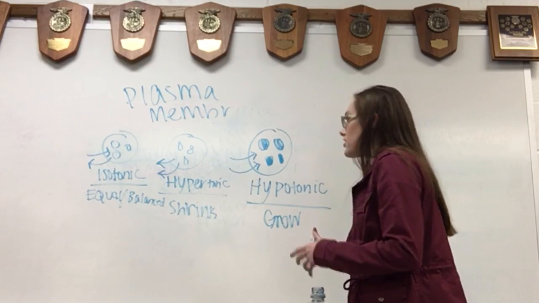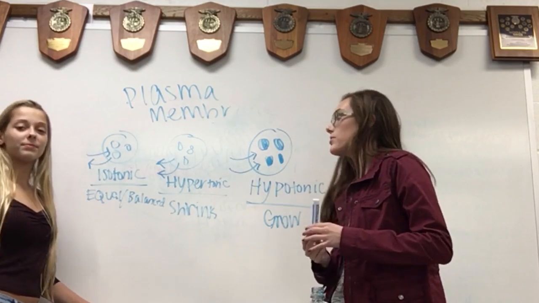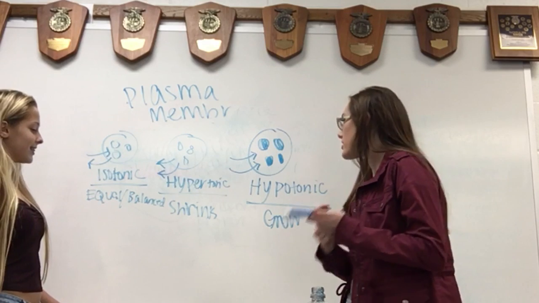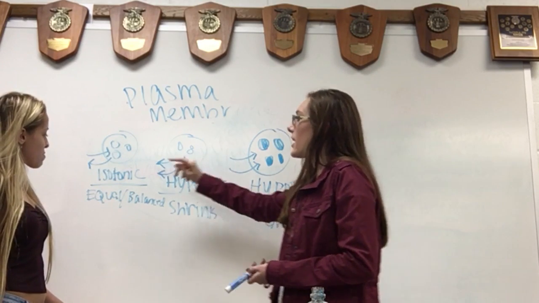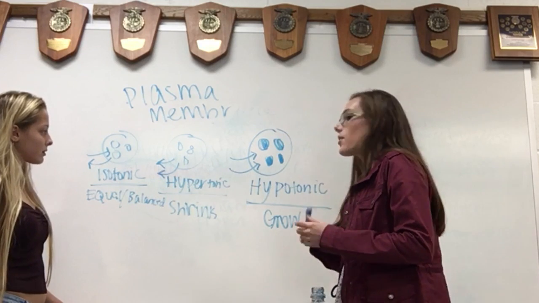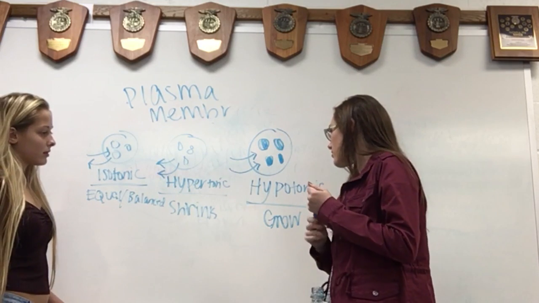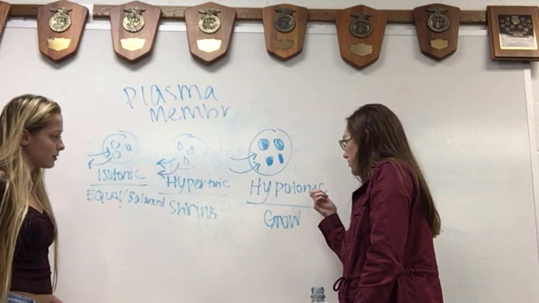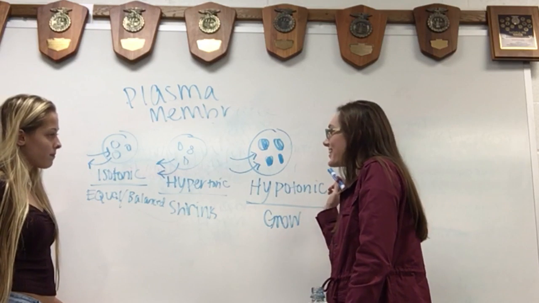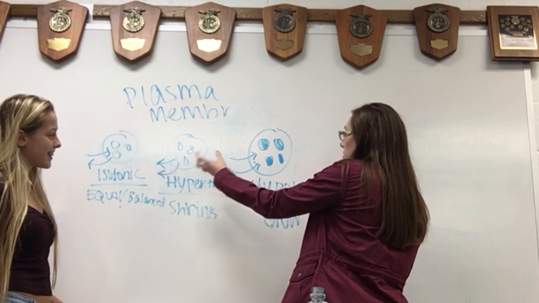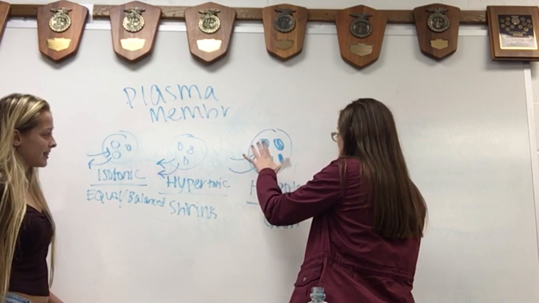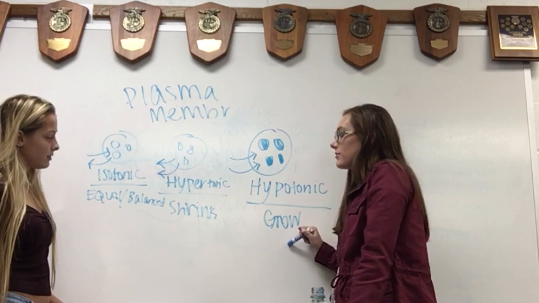Welcome back. So now we'll be talking about solutions. There are three kinds of solutions: hypotonic, hypertonic, and isotonic. These are very different solutions because hypotonic means that the water is just coming into the cell and making the cells bigger, causing them to grow.